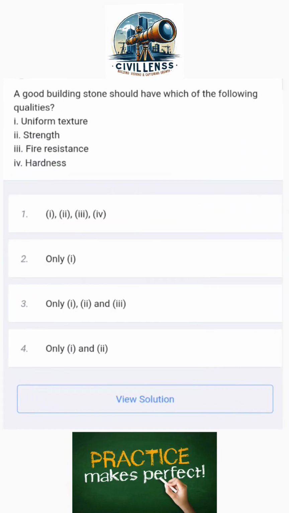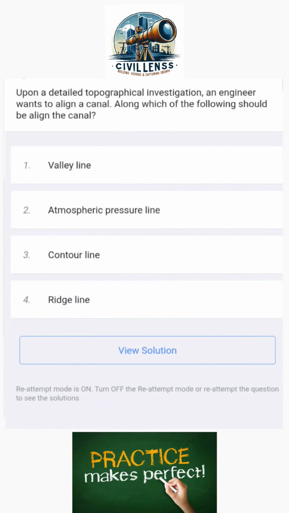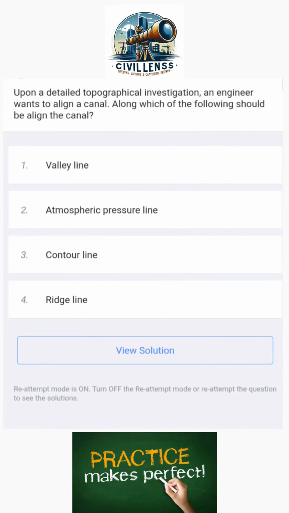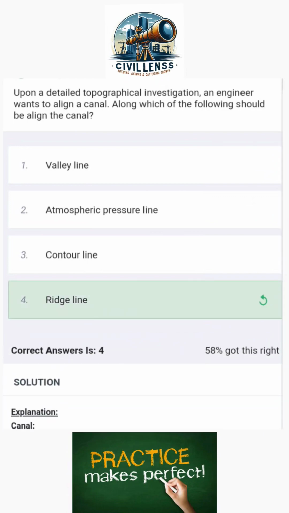A good building stone should have which of the following qualities? Uniform texture, strength, fire resistance, hardness. We have all four. Upon a detailed topographical investigation, an engineer wants to align a canal. Along which of these should the canal be aligned? It is a ridge canal.